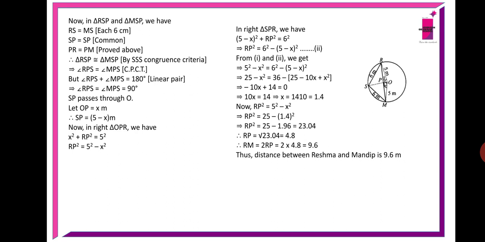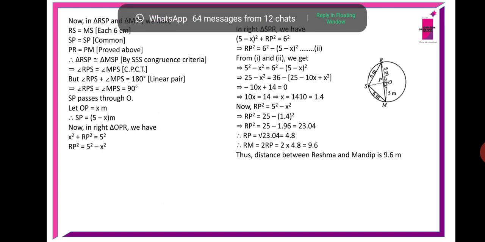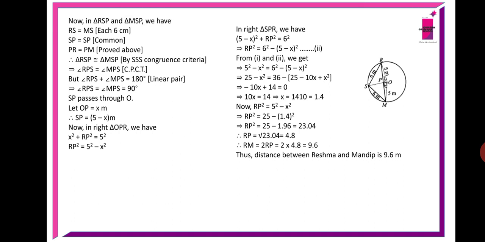SP passes through O. Let OP equal x meters, then SP will be 5 minus x meters. We know that the length of the radius is 5 meters. Now, in right triangle OPR, we have x square plus RP square equal to 5 square. That gives RP square equal to 5 square minus x square. In right triangle SPR, we have (5 minus x) square plus RP square equal to 6 square, through Pythagoras theorem.